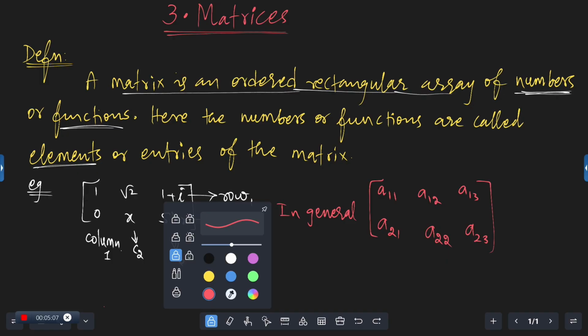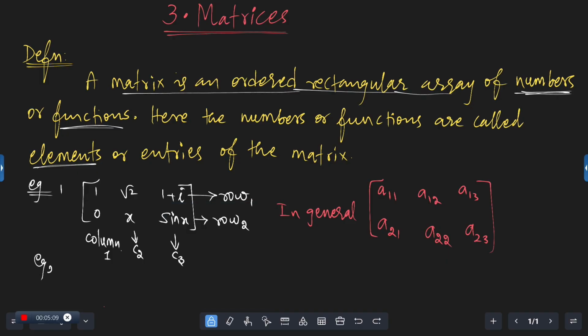Or one more example I will give. This is example number 1. And example number 2, we can write like this also. What is that? Sin x, cos x, tan x, and 1. Like this also you can write. And this is also a matrix. One more I will write. Wait. What is that? x square and 2x. Like this also. Now this one is called row 1. This will be row 2. Here column 1, column 2, column 3. Have you understood? So this is the way to represent matrices.